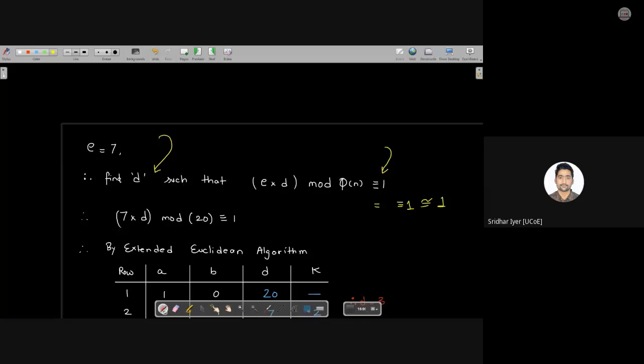I have not written equal to because equal to would limit the possibilities. I have used the congruent to sign because you can have multiple answers which satisfy the same equation or same condition. Yes or no? Are you clear with this?